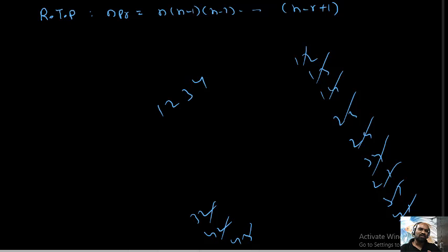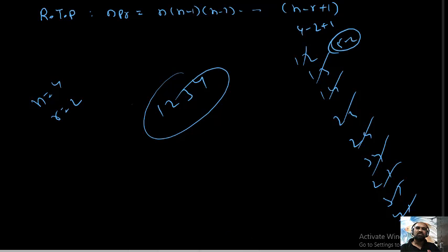Use the formula. N equal to 4, R equal to 2. Substitute in that formula. Using the formula, actually we got 12, no? By using the formula, I will show, we will get 12 only.